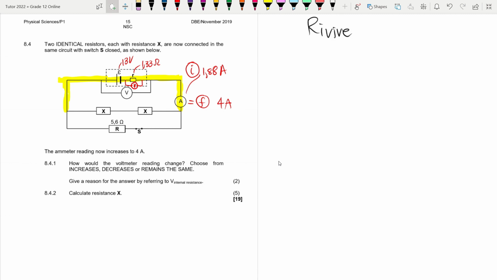Calculate resistance X. What's the plan? First of all, I think we should use the EMF formula to find the total external resistance. Then after finding the external resistance, 1 over 2x plus 1 over 5.6 should equal 1 over the total external resistance. True.